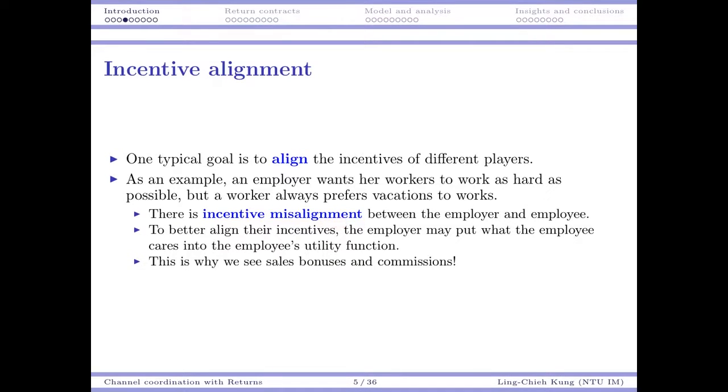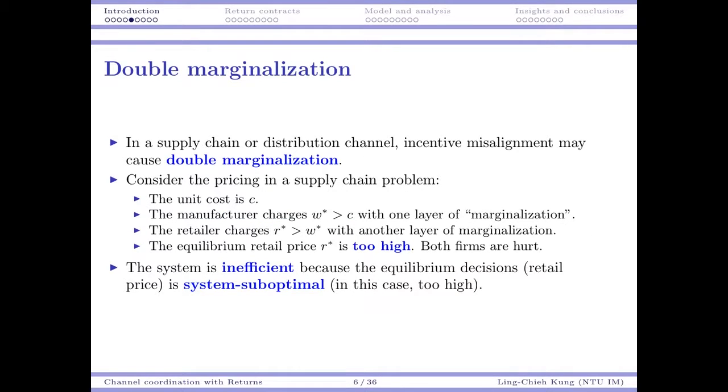That's incentive alignment. So, when there is no incentive alignment, we may see something called double marginalization. You actually have seen it in the past. So, this typically happens in a supply chain or distribution channel, like this. Suppose we reconsider the pricing problem in a supply chain. The unit cost is C, and then the manufacturer definitely charges a W star, which is a wholesale price that is greater than C. Okay?